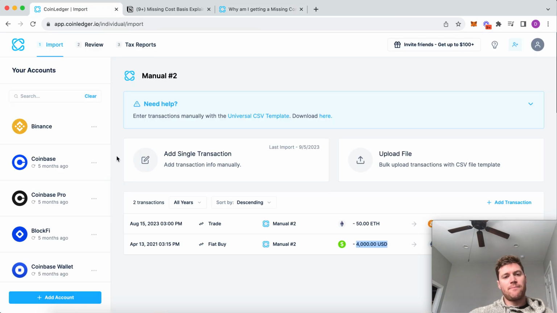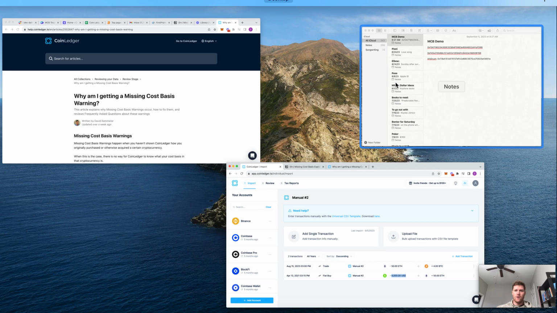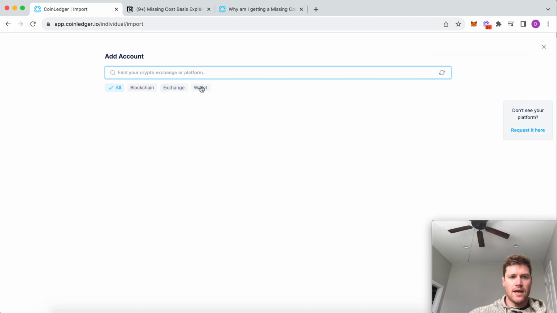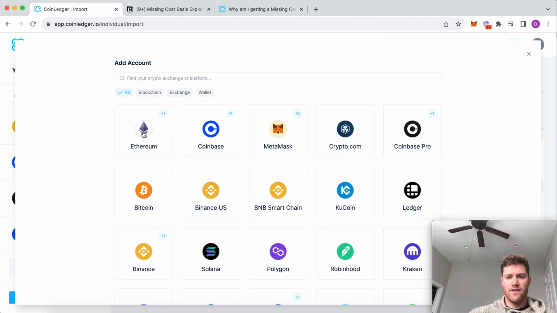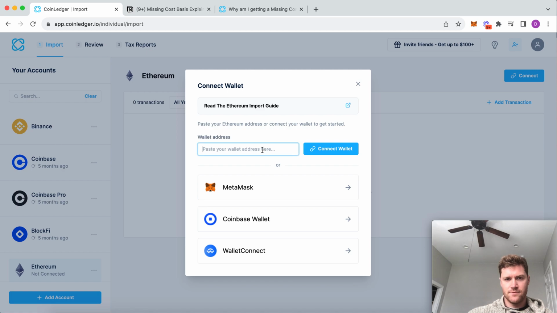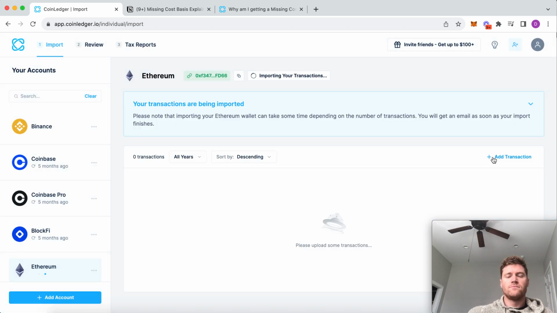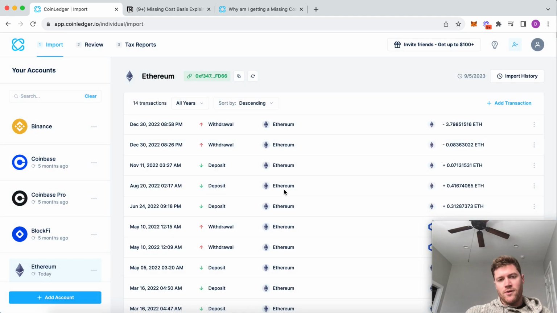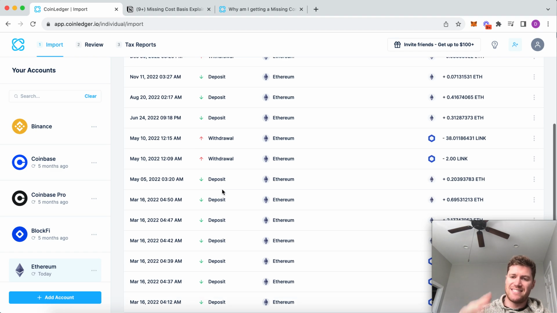So the next example we're going to go through is a deposit scenario. And so I want to pull a wallet that I have here. And I'm going to import from an Ethereum wallet address quickly, right here. And 14 transactions have been imported. Okay, so this is an important point. Within CoinLedger, deposits and withdrawals are not themselves setting basis. Why? Because we don't know what the taxable nature of these deposits or withdrawals are.